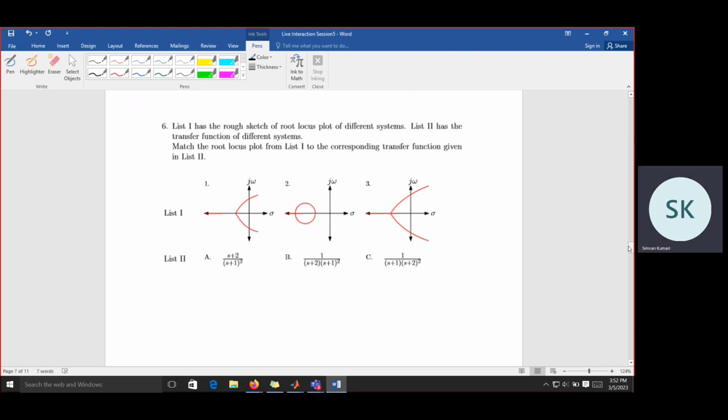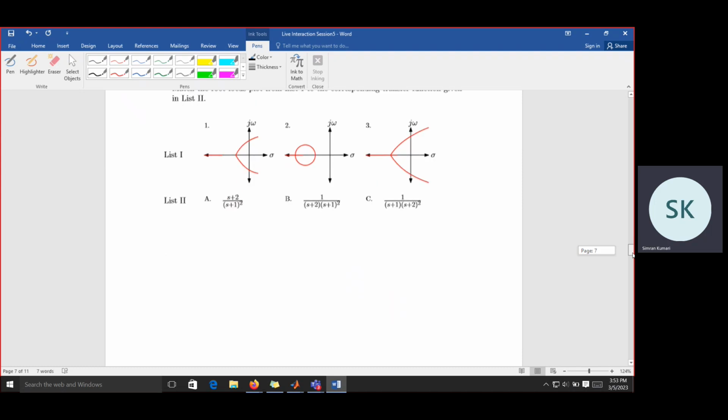So the next question. List one is the list of root locus, and list two is the list of transfer functions. Now we have to find which transfer function belongs to which root locus. Okay. So what can we say about this one? Let us apply the concepts of root locus.